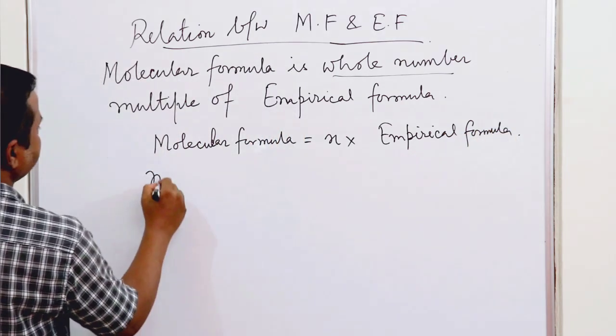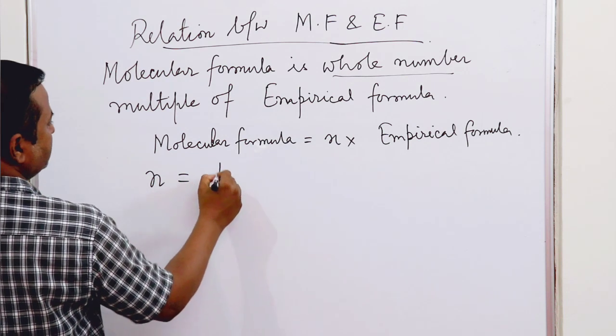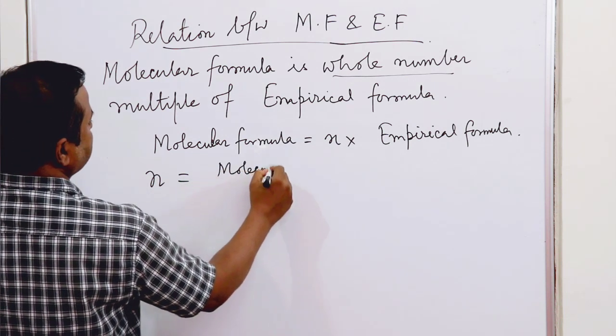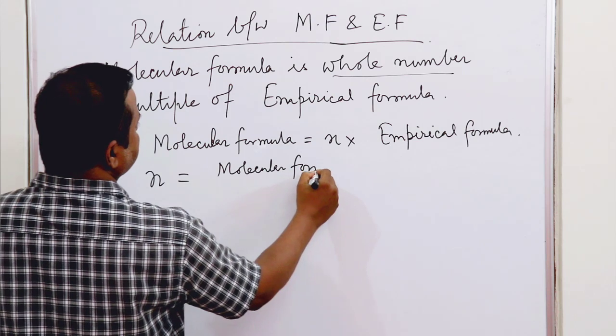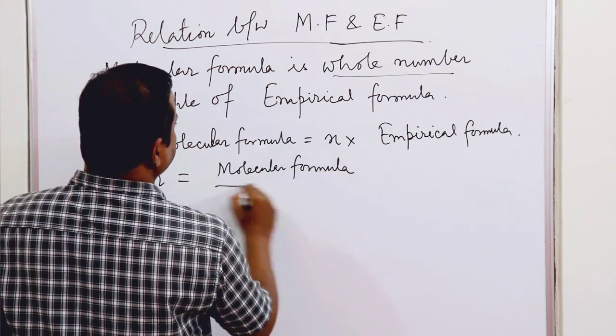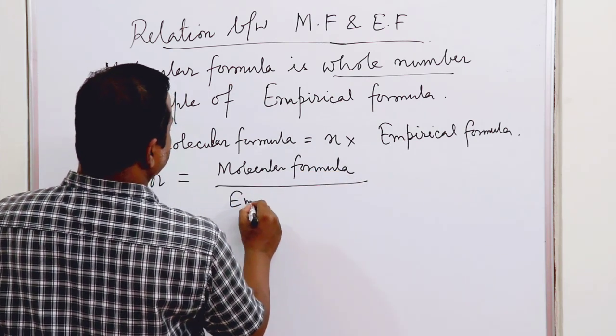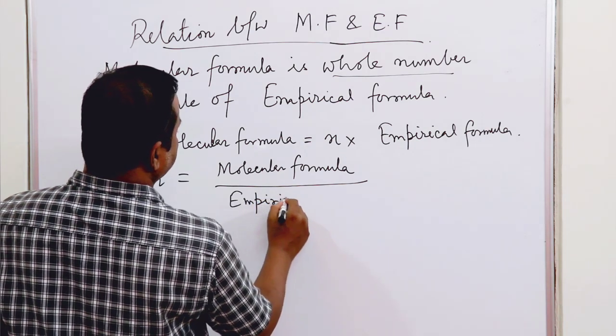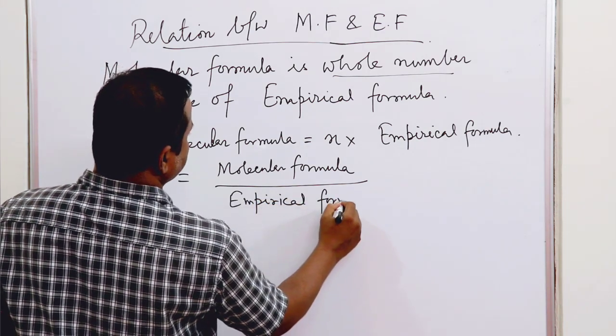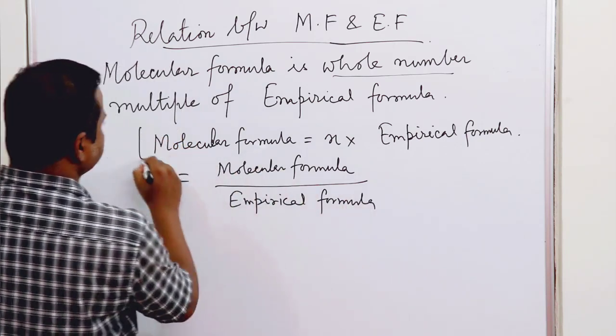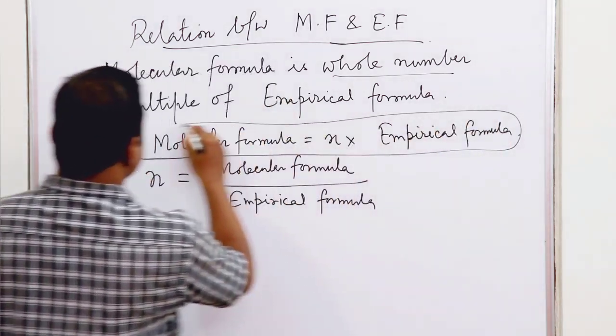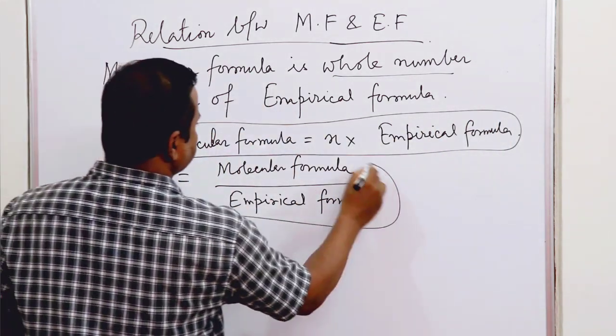Okay, so we can find out n. n is equal to what? Molecular formula divided by empirical formula. So this is the relation, and from this we can derive another relation.